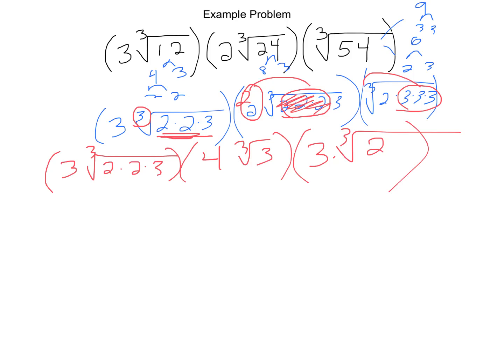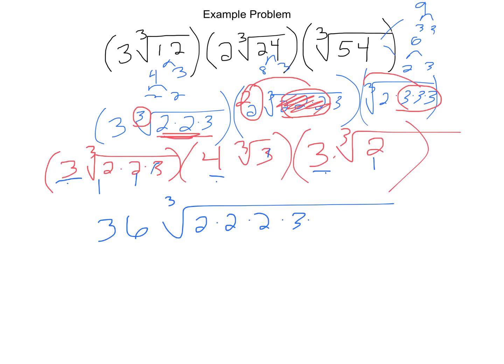Now, from here, let's start to multiply. Remember, when we multiply, the regular numbers we multiply regularly. So 3 times 4 is 12. 12 times 3 is 36. Cube root. Now we're going to pool all the radicands. So I've got 1, 2, 3 2's. And I've got 2 3's. So 3 and 3.